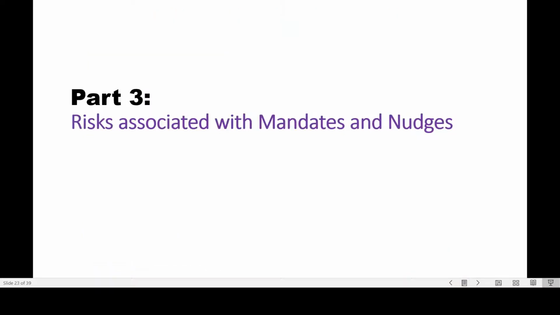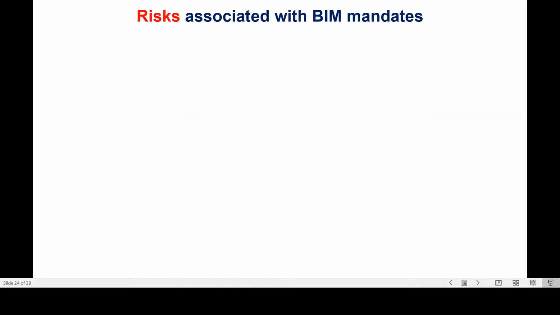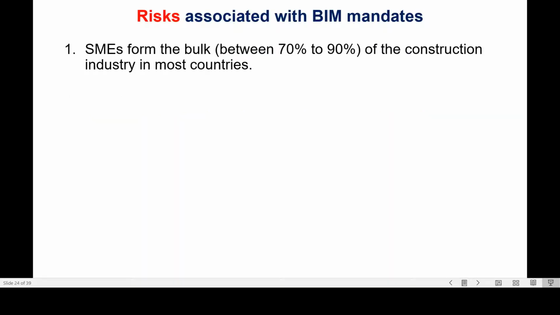So what are the risks associated with mandates? Because there are risks associated with these things. What are the things that you need to watch out for and plan for? The first is that in most countries in the world, SMEs will form the bulk of the industry. About 70 to 90% of the construction industry in most countries comprises SMEs. You're not going to have the big players forming the majority. Most of the time, it's going to be small companies, SMEs, and the rest of that.